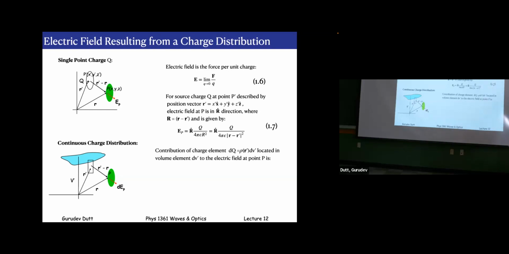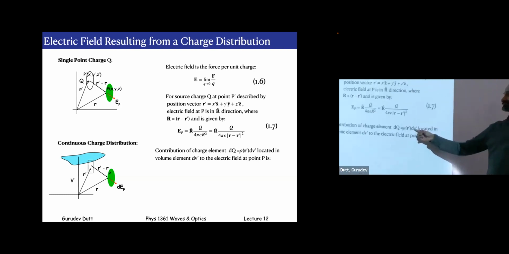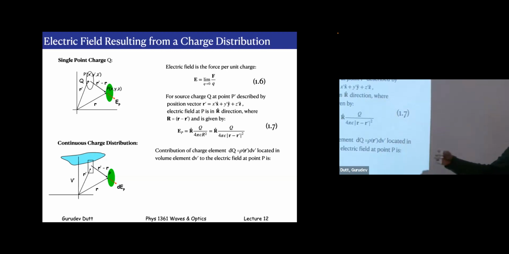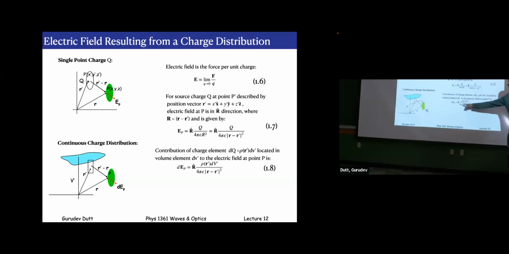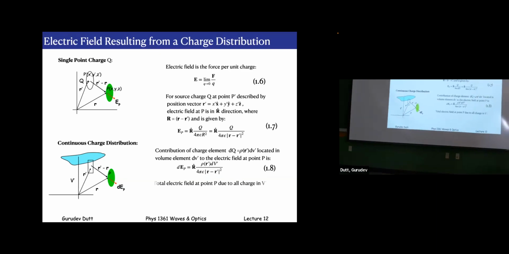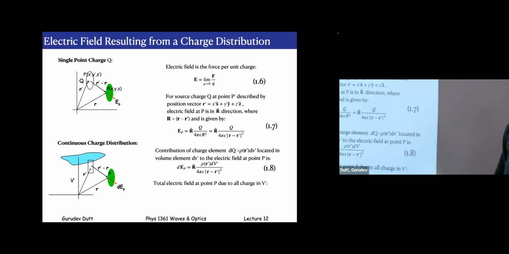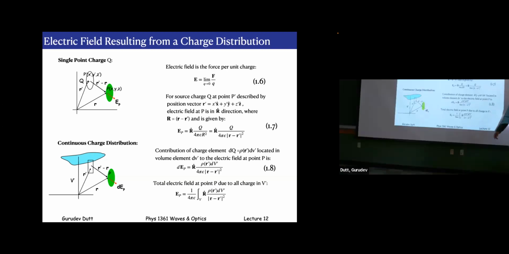And now, if I want to add up all the contributions from the various elements of this continuous charge distribution, we write down the charge Q as a small element dQ, and that dQ is just given by the charge density rho of r prime times dV prime, dV prime being a volume element. So now again, the electric field at the point P is given by dE_P equals this term, just replacing Q by rho times dV prime. And now the total electric field at point P due to all of the charge is simply that integral over the entire volume V of this expression. Okay, so hopefully this is all familiar to you from earlier courses.